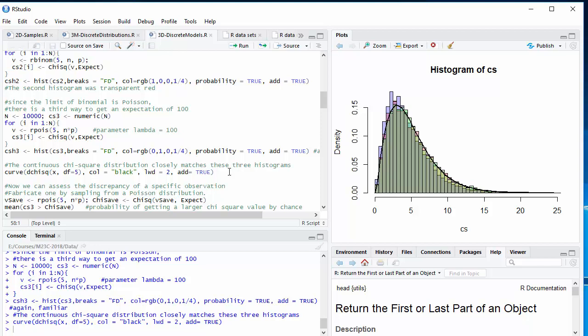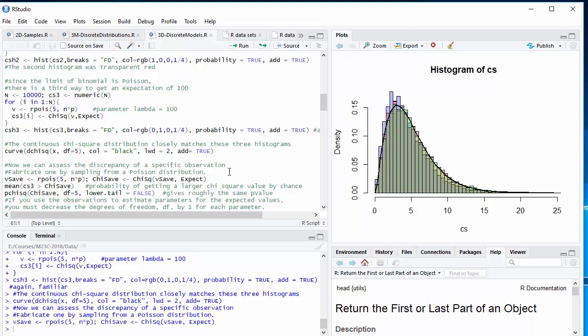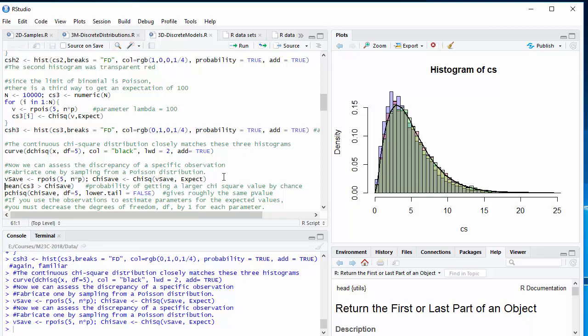Now we've got a way of assessing the discrepancy of a specific observation. I always like to do this with a fabricated sample the first time, and then once I know it's working, I use it on real-world data. So, I've drawn 5 samples from a Poisson distribution. R in front of Poisson means give me random samples, and let's save the value that the chi-squared function computes from that.